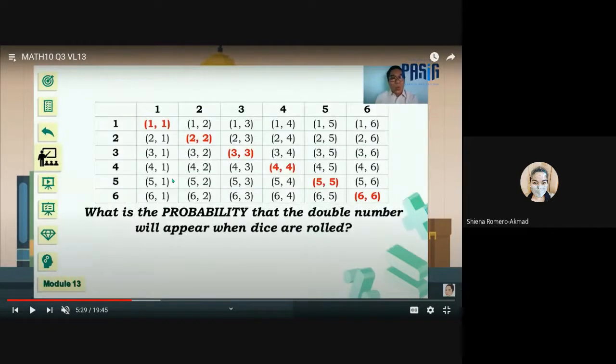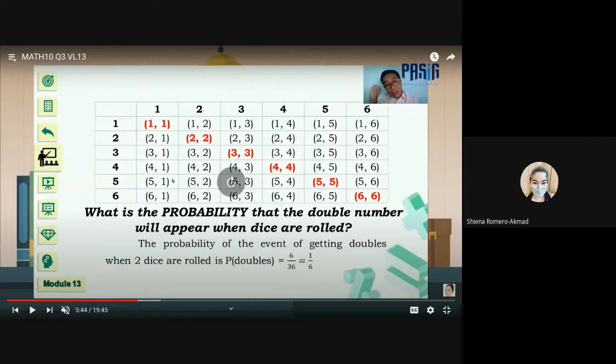So ano yung ibig sabihin nun? What is the probability of the double will appear when the dice are rolled? And that is 6 over 36. 6 is the number of the event. Ito yung event na yon na doubles yung makakuha natin. And yung number of the sample space, ito yung sample space, lahat yan, so that's 36, which is 1/6.